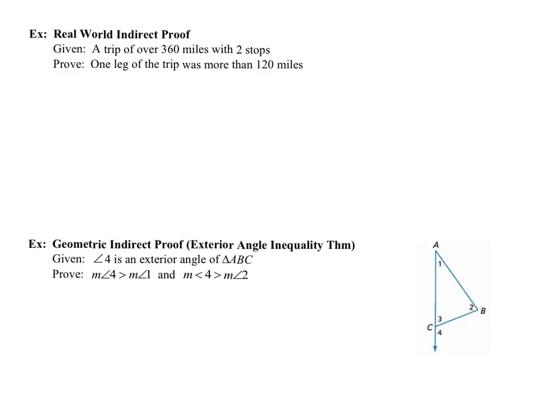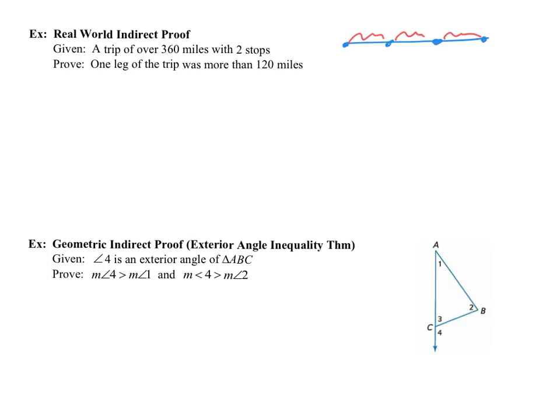Now let's take a look at a real-world example of an indirect proof, kind of like the t-shirt example. Suppose we are given that we took a trip of over 360 miles with 2 stops. This is what we're assuming to be true, that the trip was more than 360 miles and we stopped twice. Let's draw a picture of what that would look like. If I'm going to have 2 stops, here's my beginning point. I have a stop and then another stop and then I have an ending point. In other words, this trip would have 1, 2, 3 legs to it.